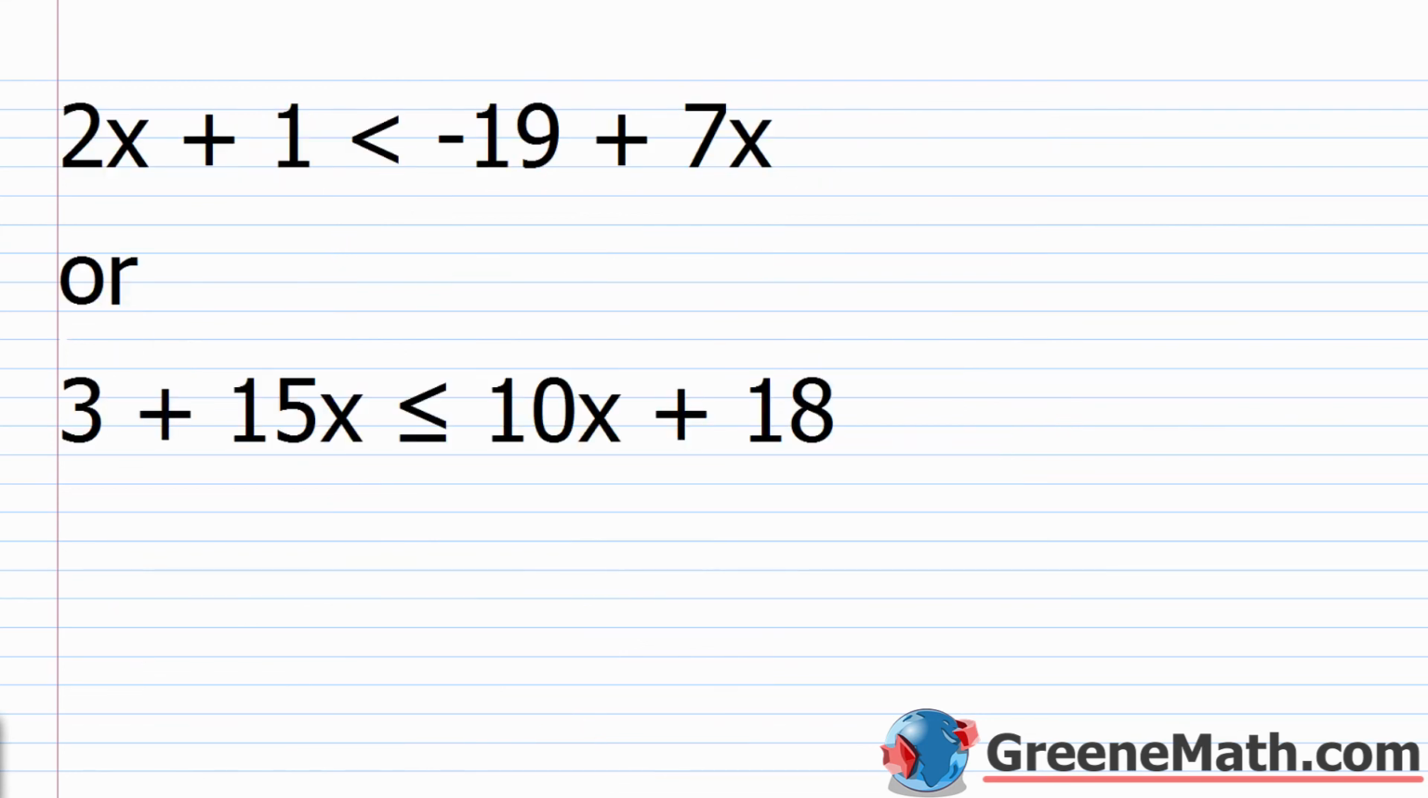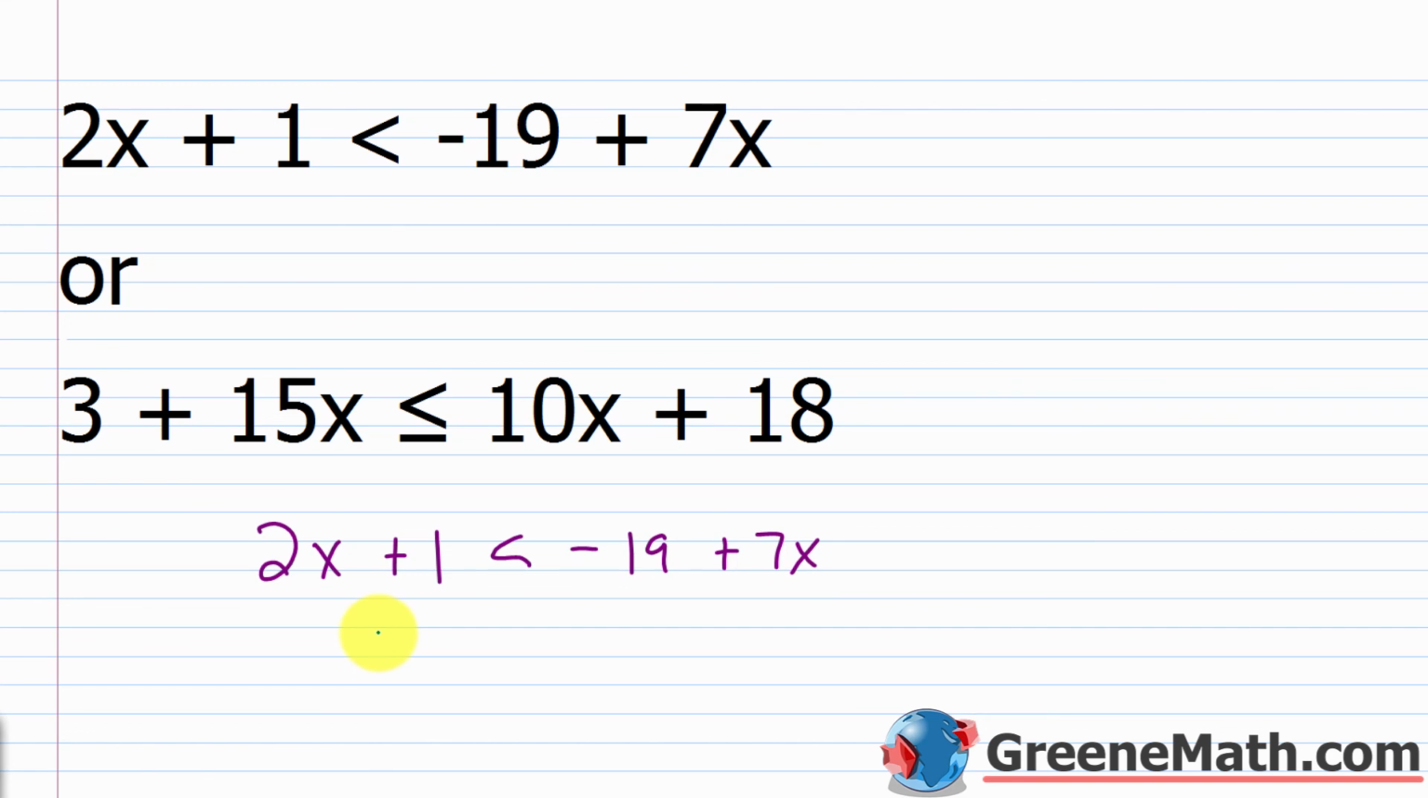All right, let's take a look at one final problem. So we have 2x plus 1 is less than negative 19 plus 7x, or 3 plus 15x is less than or equal to 10x plus 18. So let me solve this first one up here. So we have 2x plus 1 is less than negative 19 plus 7x.